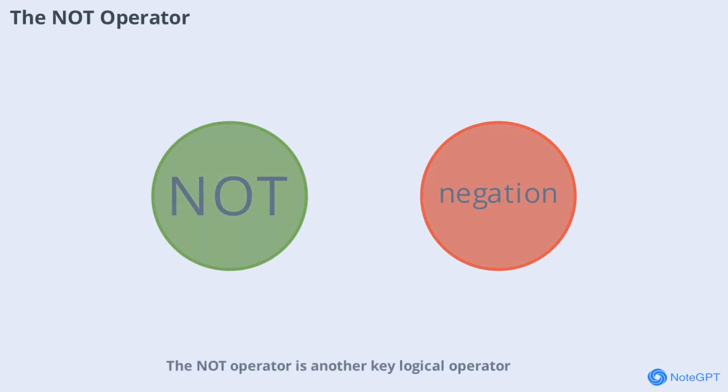The NOT operator is another key logical operator. It takes a single statement and reverses its truth value. In logic, it's represented by the not sign or the word not. For example, if the statement "it is raining" is true, then not "it is raining" is false. The NOT operator is useful for expressing the opposite of a condition. It's widely used in programming, mathematics, and logical reasoning to exclude possibilities or set boundaries.